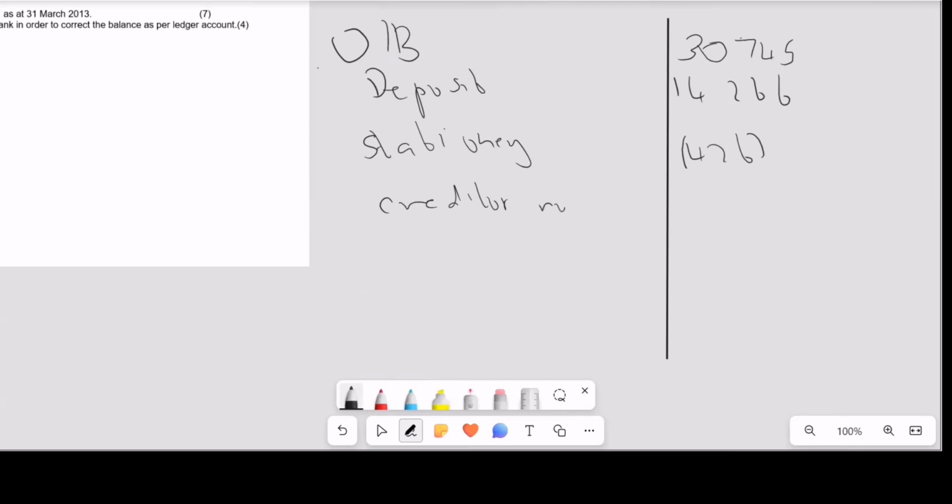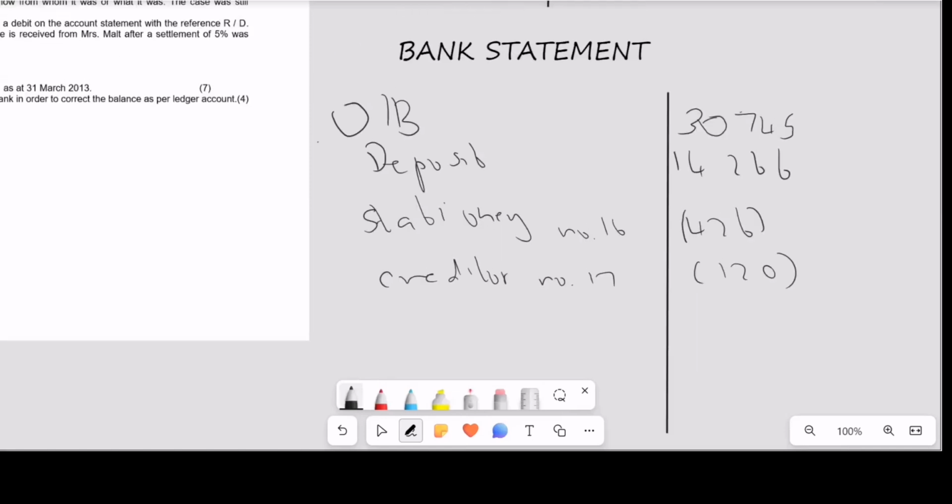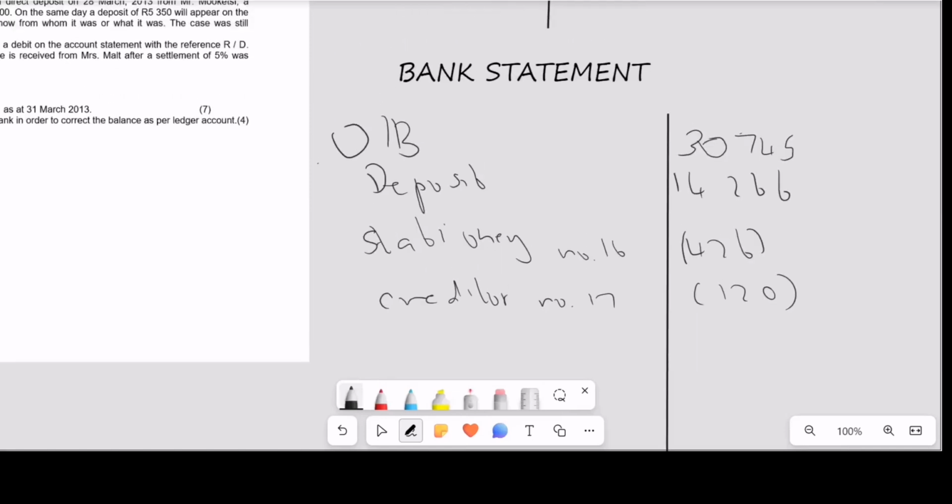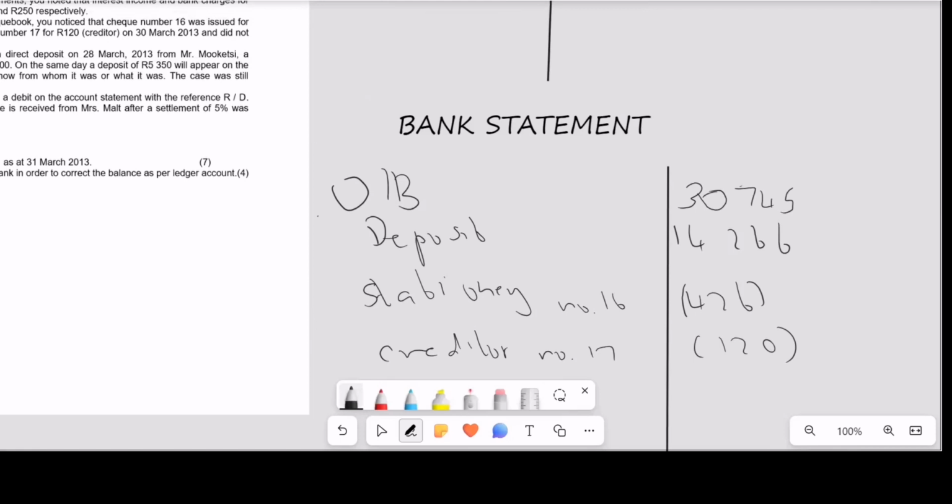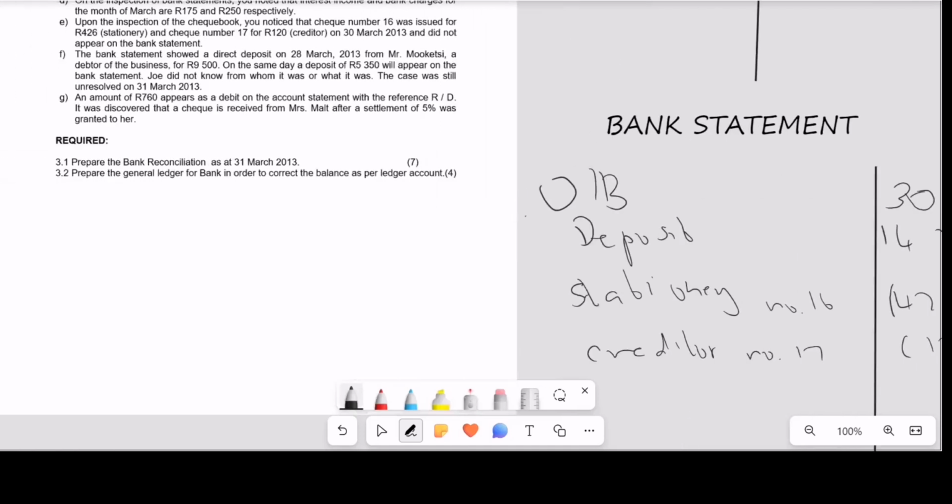I'll just say number 17 and here number 16, because of the check numbers, it was for 120. So we're deducting them because we made payments for these amounts, but they do not yet reflect on our bank statement, which means the bank has not yet deducted these amounts. So we have to deduct them so that the bank can see that we paid these amounts. So they have to be deducted from our bank. Okay, let's move on.